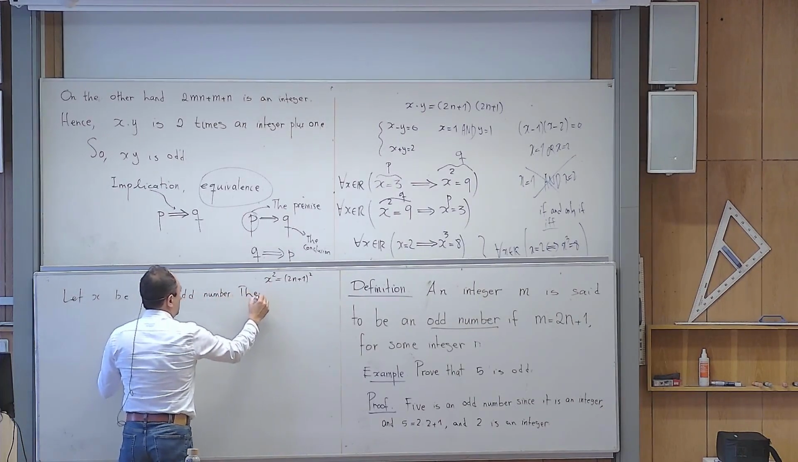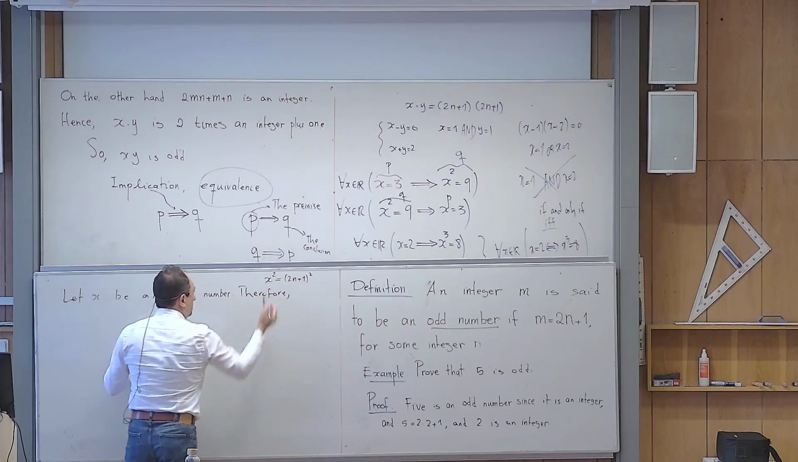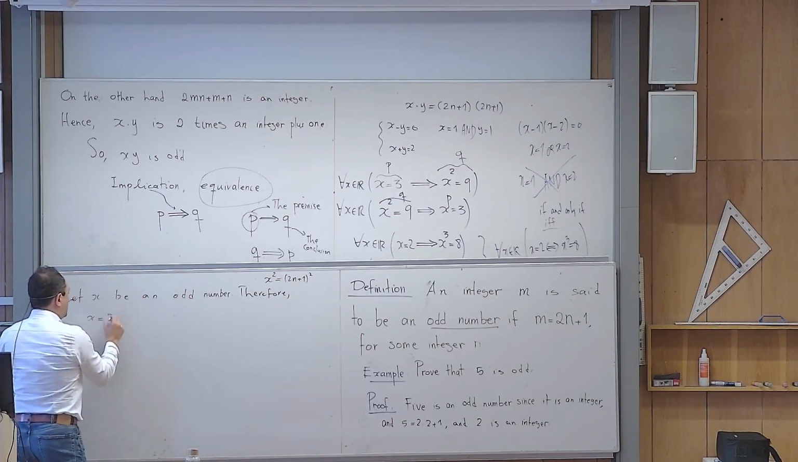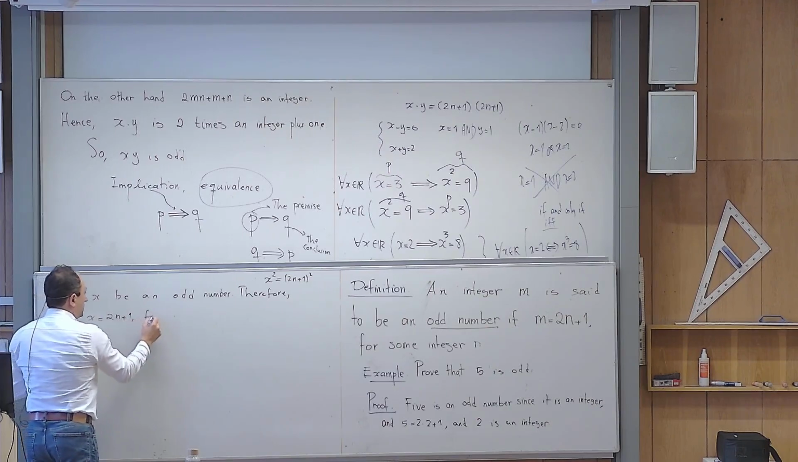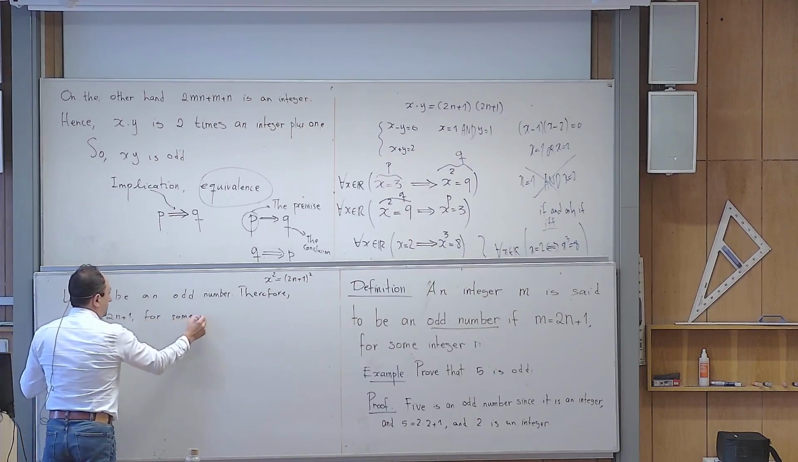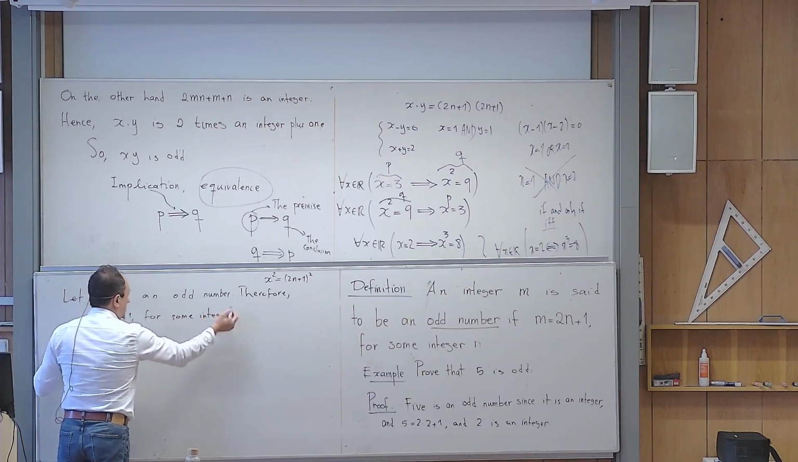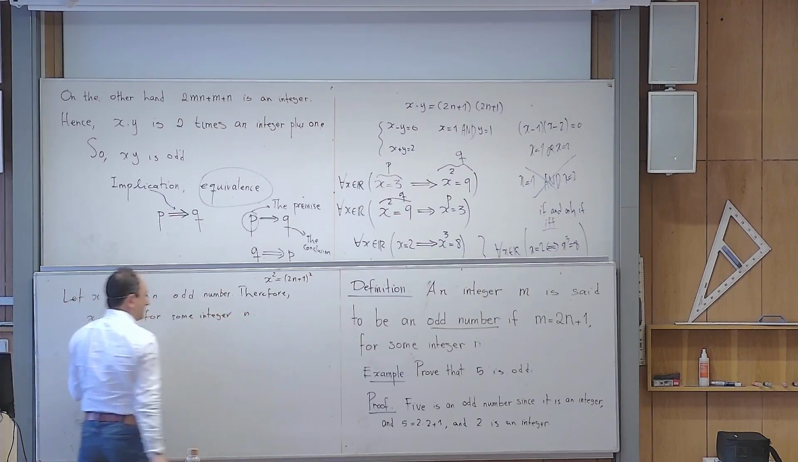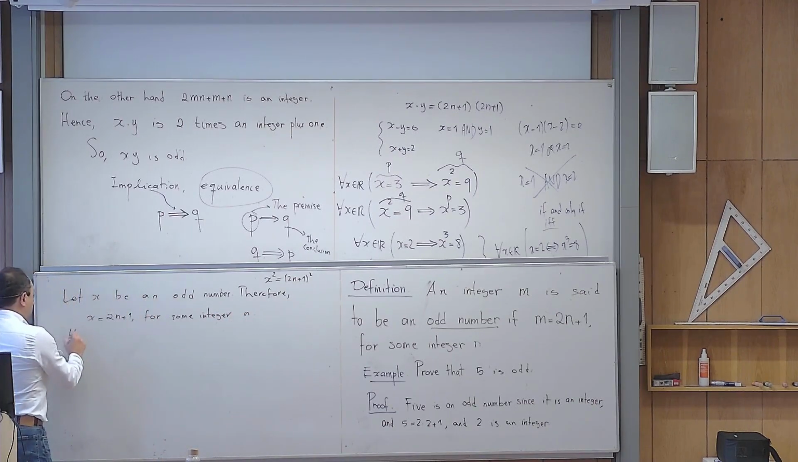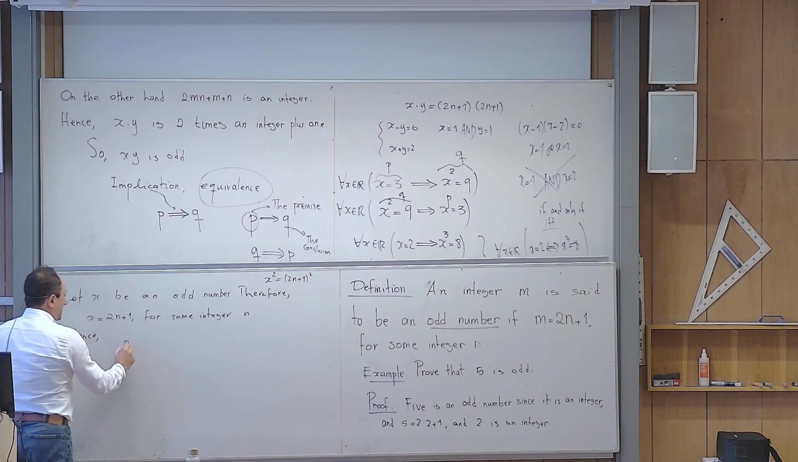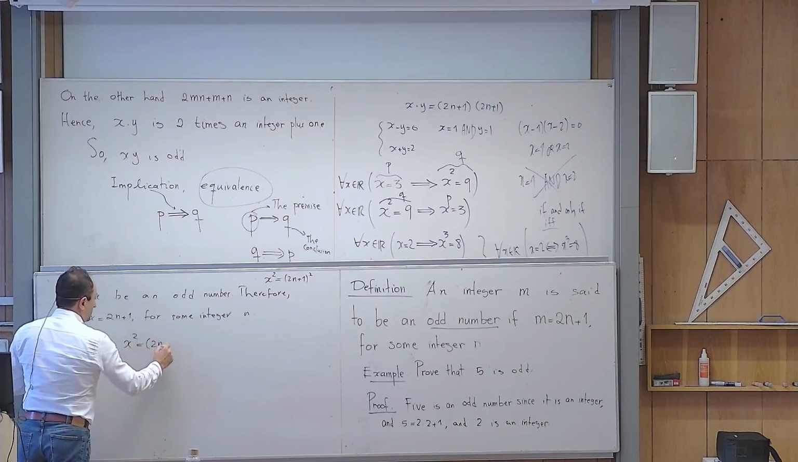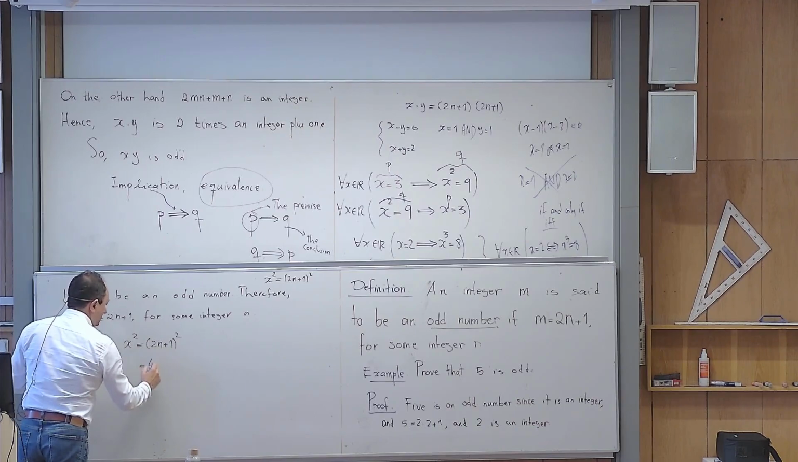Therefore, what happens? x is equal to 2n plus 1 for some integer n. Okay? So hence, what happens? x squared is equal to (2n plus 1) squared. Then the algebra is simple.